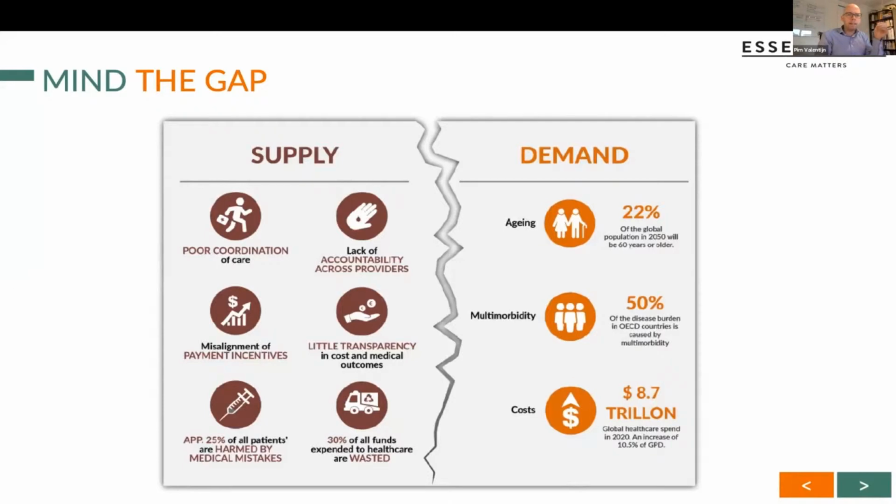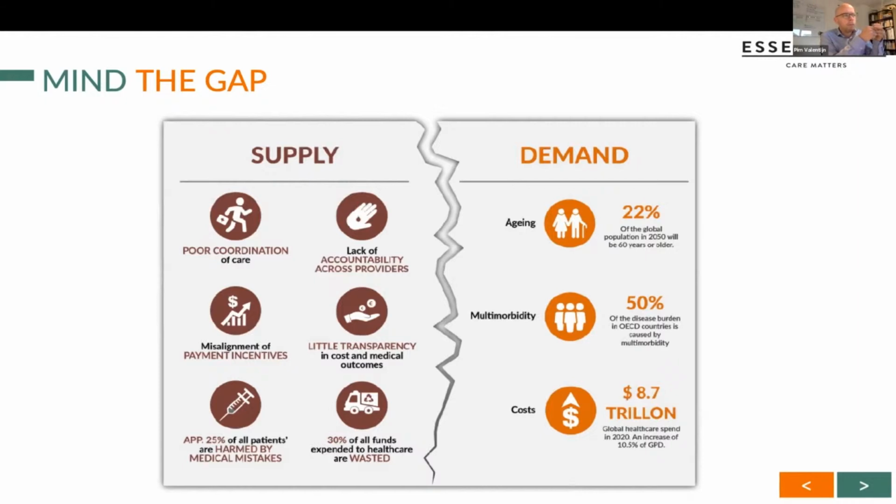If you look at the supply side on the left-hand side, as already pointed out, we have poor coordination of care, which is caused by the lack of accountability across health and social care providers. So who is accountable for an elderly person who gets hospitalized, for instance? There is no good role distinction about who is accountable for the coordination of care. And looking globally at different countries, you see a misalignment in payment incentives, which means people are not incentivized to work in a coordinated or integrated manner, which causes a lot of the fragmentation problems we see.